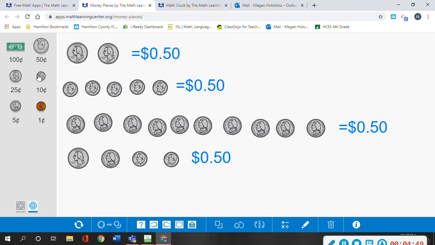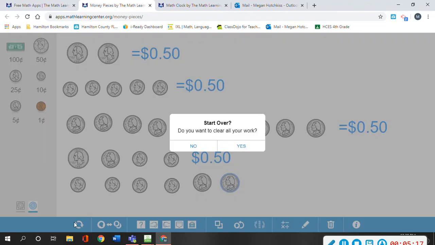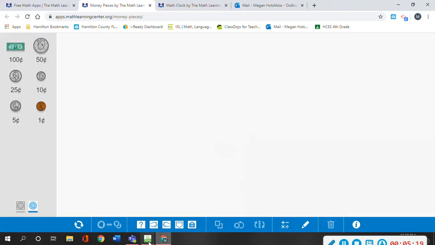We could just have dimes and nickels. So 10, 20, 30, 40, 45, 50. You see what I'm getting at, guys? We can make 50 cents using all sorts of types. It doesn't ask for pennies, but we could even say 50 pennies equals 50 cents. Right? Right. Yes, clear the work.